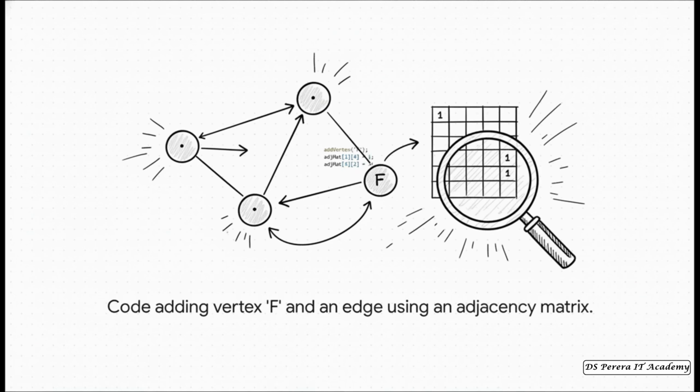In English, the add vertex F line is simple. It just adds a new node F to our graph. The next two lines, ajmat[2][4] equals 1 and ajmat[4][2] equals 1, work as a pair to create a two-way friendship. The first line makes a connection from node 2 to node 4. The second line creates the connection back from node 4 to node 2. This symmetry in the matrix is the hallmark of an undirected or two-way relationship.